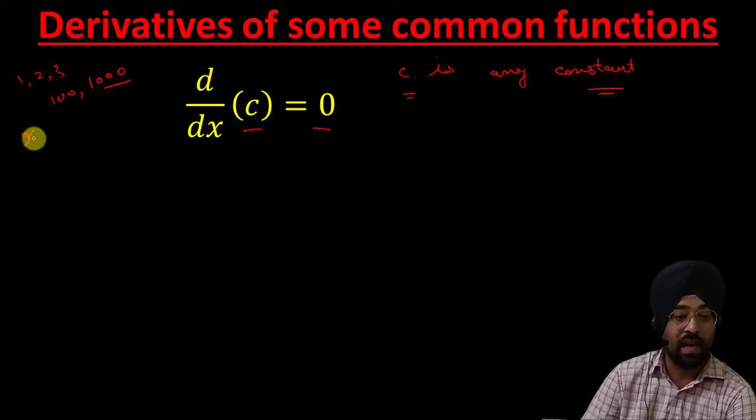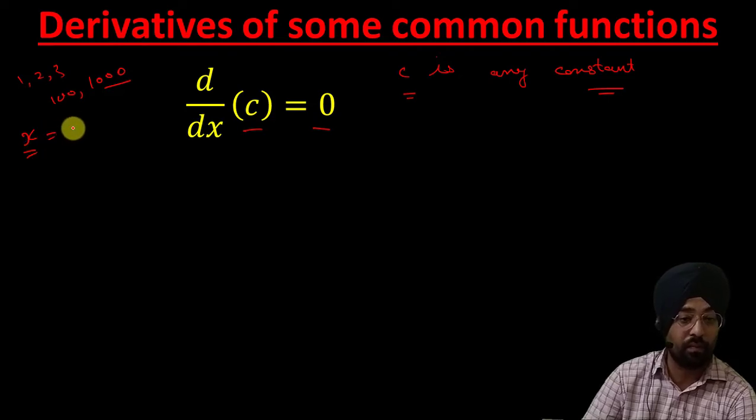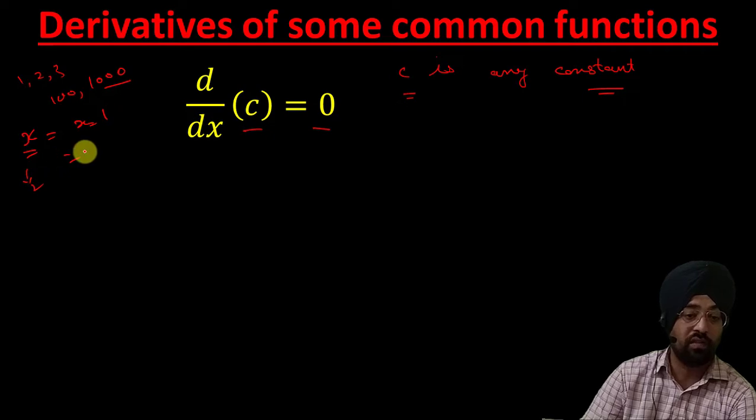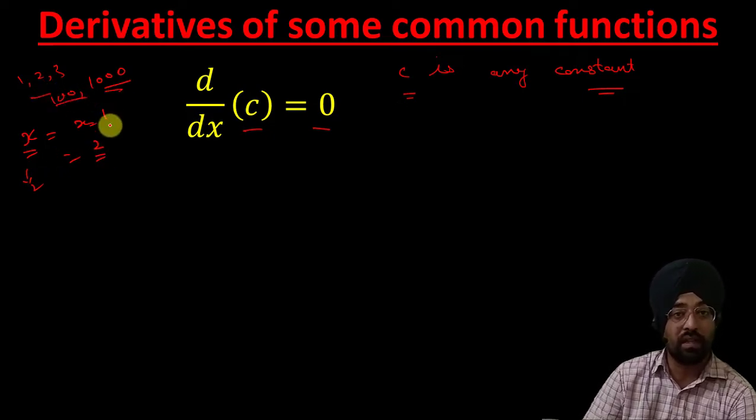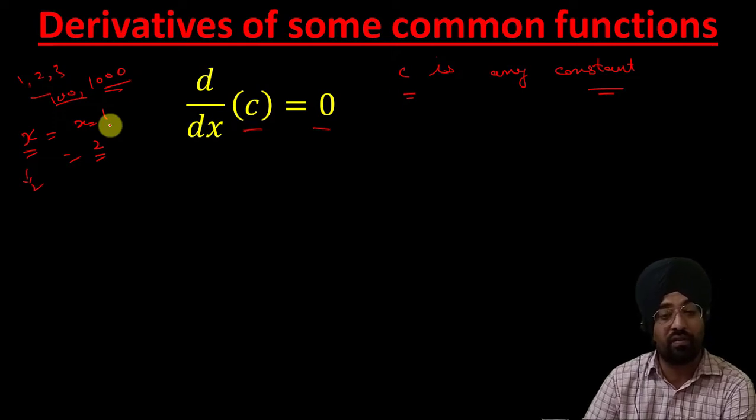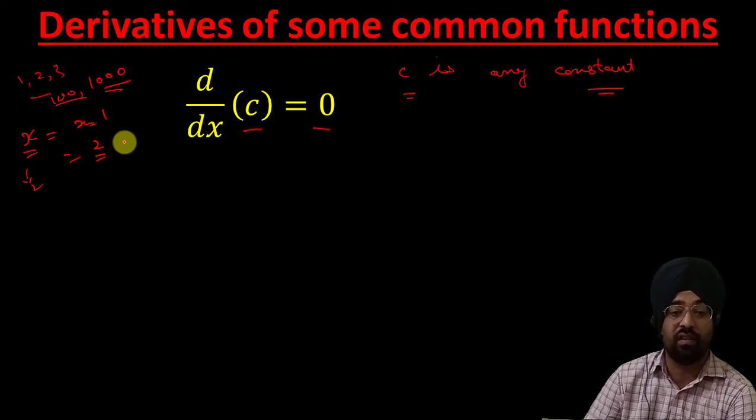Now x is a variable. Why? Because we can put x is equal to 1, its value is 1. When we put x is equal to 2, its value becomes 2. So numbers, these are constants, or some other constant. So whenever we have to do derivative of a constant, its value will be 0.